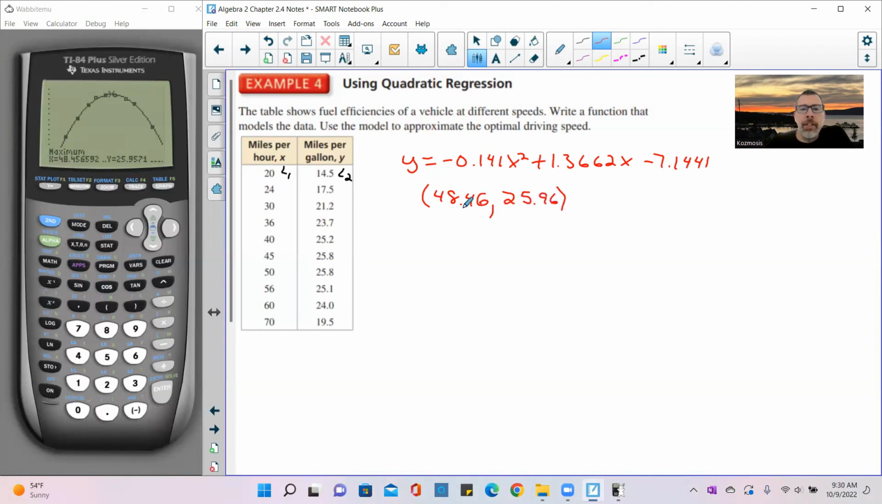So what that means is if I go 48.46 miles per hour, I will get 25.96 miles per gallon, which is higher than these two values here. So it's somewhere in between. And notice 48.46 is between 45 and 50. So this is the optimal speed to get the optimum miles per gallon.